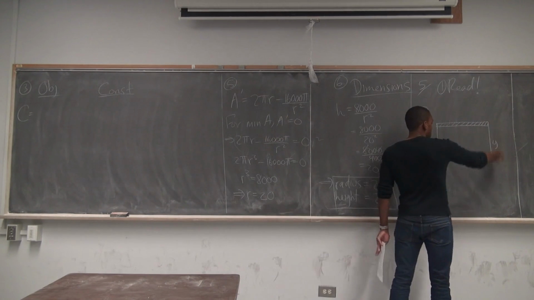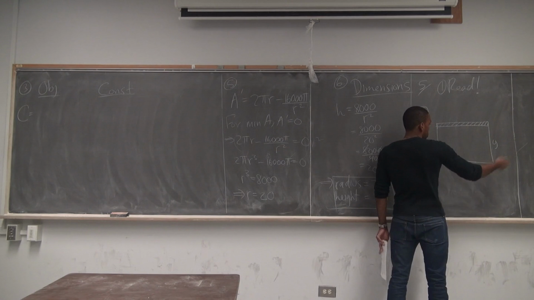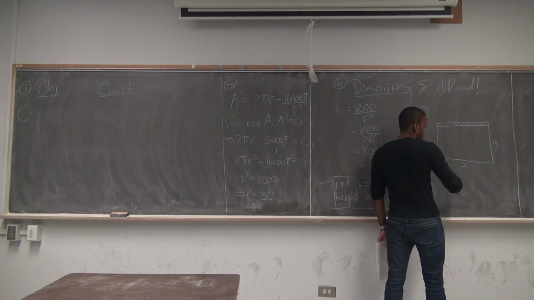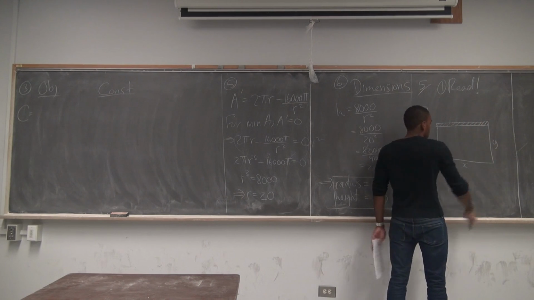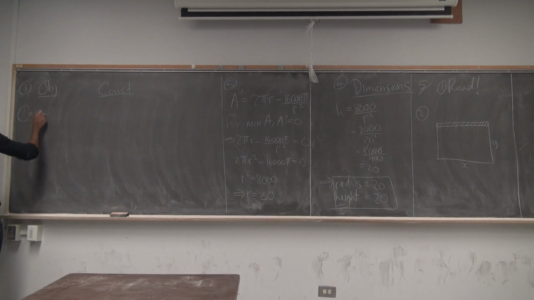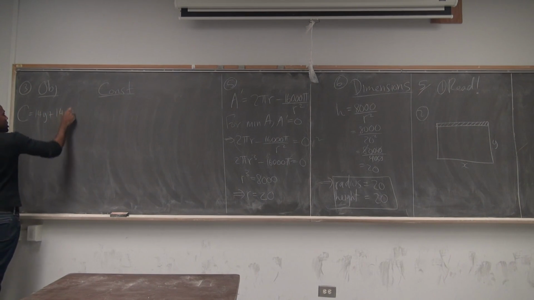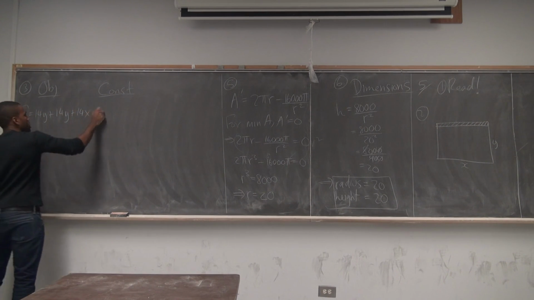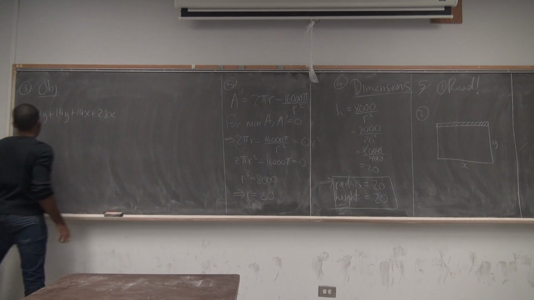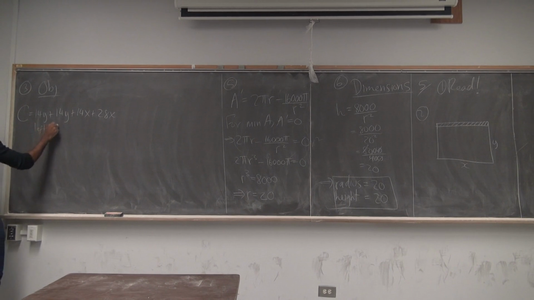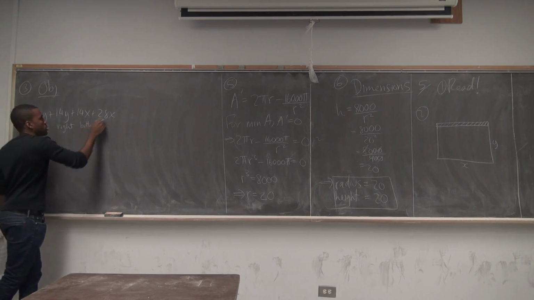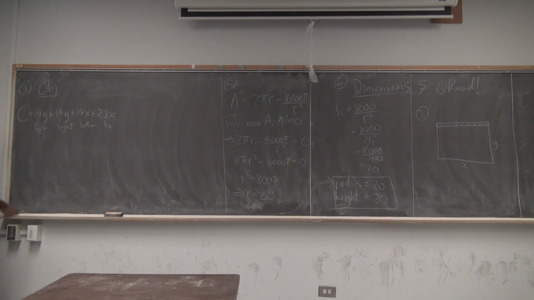What would be the cost of this side? 14y, because of this side? 14y on that side? 14x on this side? 28x. That's it. So basically this is going to be 14y plus 14y plus 14x plus 28x. This is the cost for the left, the right, bottom, the top, according to that diagram.